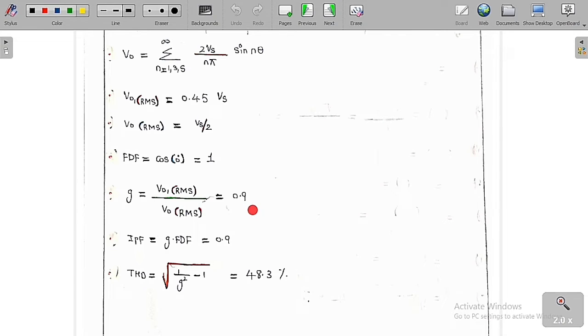So 0.9 is the distortion factor we are going to get. And the input power factor is the multiplication of the distortion factor into the fundamental displacement factor. As the G value is 0.9 and the fundamental displacement factor is 1, 0.9 into 1 is again 0.9. If you want to find the THD, which is equal to square root of 1 by G whole square minus 1, if you substitute G and simplify, finally we are going to get 48.3% as the THD.